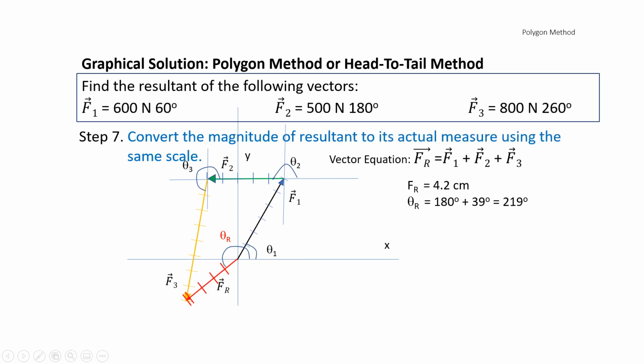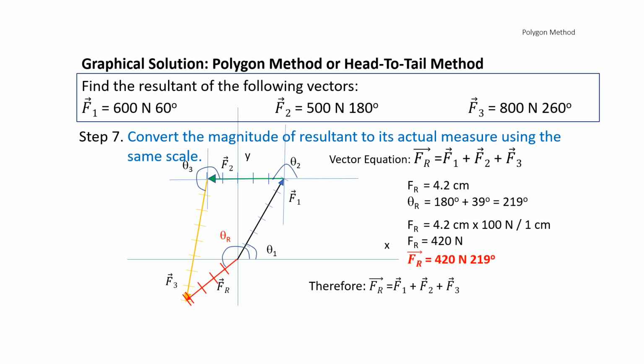Convert the magnitude of the resultant to its actual measure using the same scale. The magnitude of the resultant force, 4.2 centimeters times the ratio 100 newtons is to 1 centimeter. The centimeter units cancel out. The result is 420 newtons. The resultant force is equal to 420 newtons, 219 degrees.